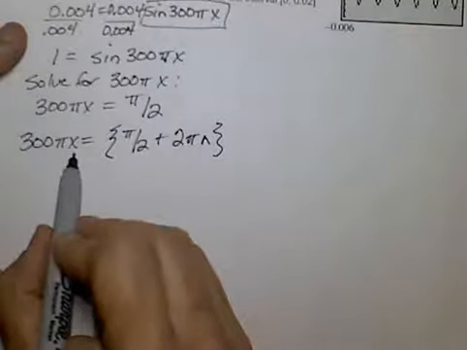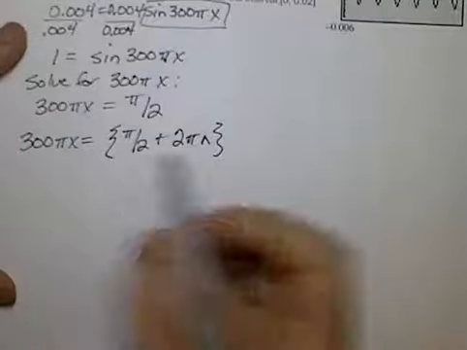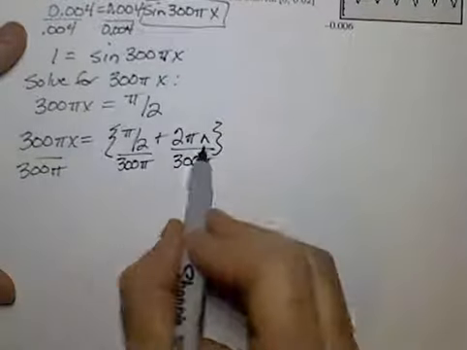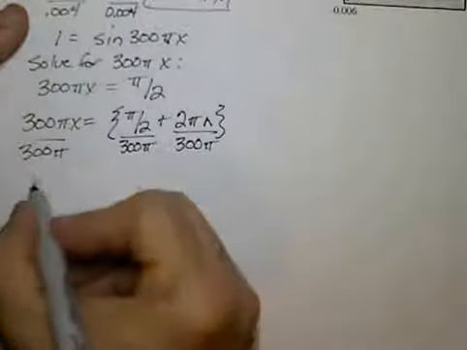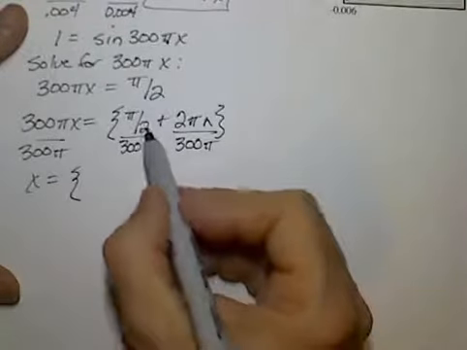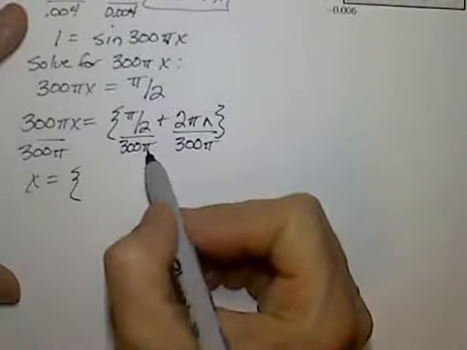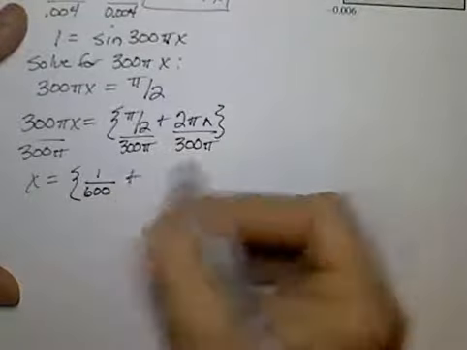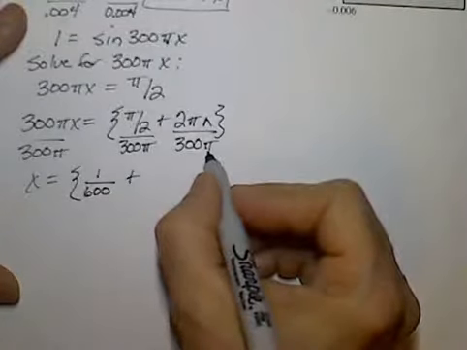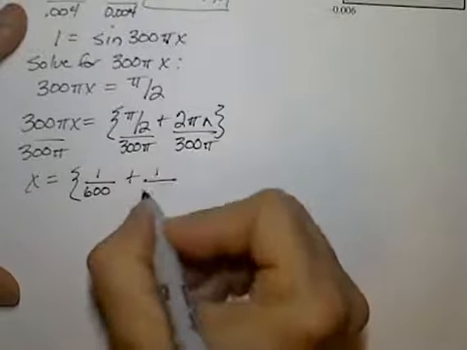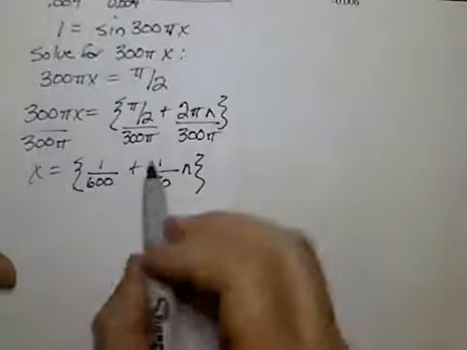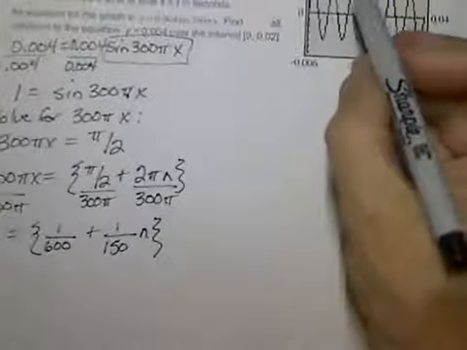Now if we want to actually solve for x, we're going to divide everything by 300 pi. Both of the terms here have to get divided by 300 pi. That's going to give us x. If we take pi over 2 and divide that by 300 pi and then simplify it, we end up with 1 over 600. If we take 2 pi divided by 300 pi and simplify, we get 1 over 150. So we have 1 over 600 plus 1 over 150 times n. Those are all of our solutions. So this would give us all of the points where we're getting this maximum value.